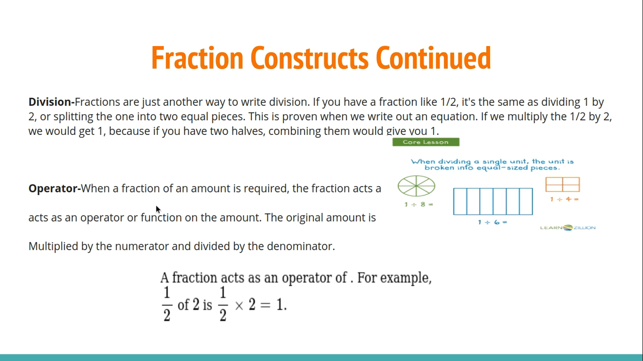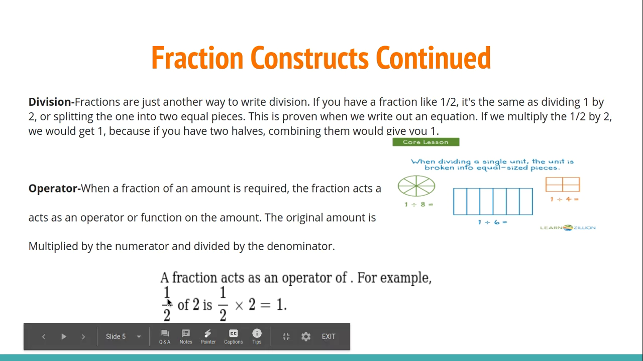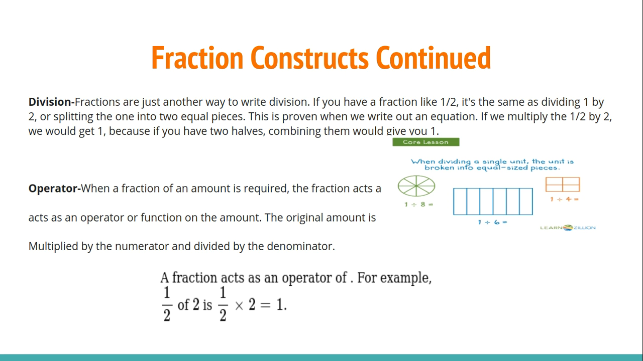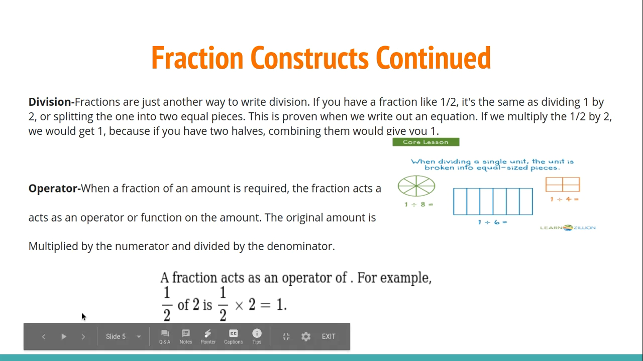The operator. When a fraction of an amount is required, the fraction acts as an operator or function on the amount. The original amount is multiplied by the numerator and divided by the denominator. We're not going to touch base on the actual multiplying or dividing any of that right now. We're just getting the foundation. So a fraction acts as an operator. Right here you can see 1/2 of 2 is equal to 1/2 times 2. Of will be the times, the multiplying, and it's equal to 1.